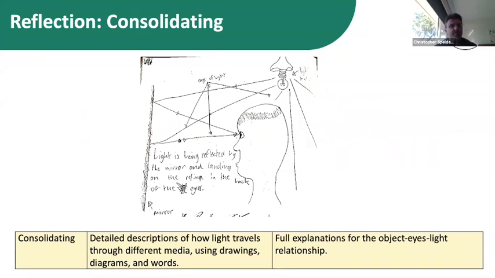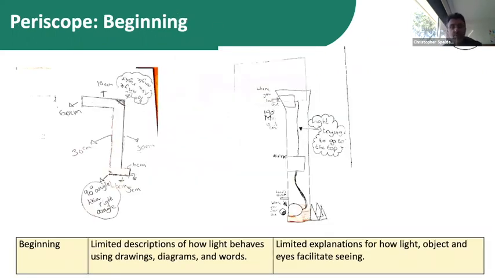And the detail in this, yes, okay, there's text in this, but you can see from the way that this student has used a light bulb to demonstrate the source of the light, the way that the light rays travel, there is more complexity, more detail, more sophistication, and it's a fuller explanation of the relationship between the object, eyes, and the light. So we class that as consolidating. Then we move on to the periscope lessons.